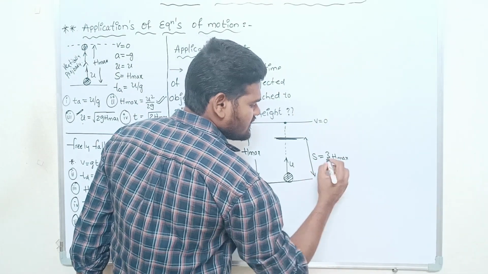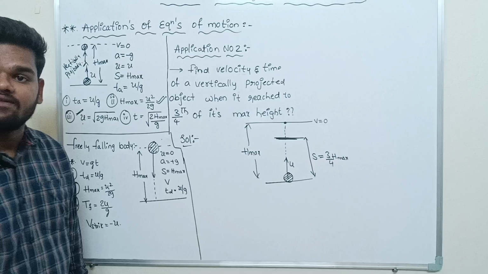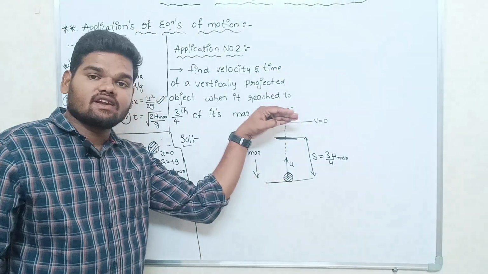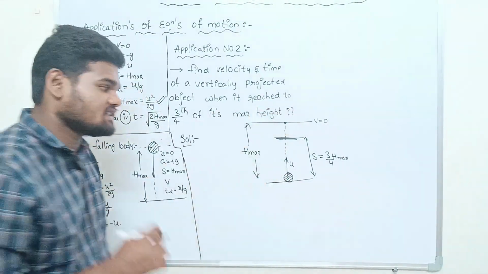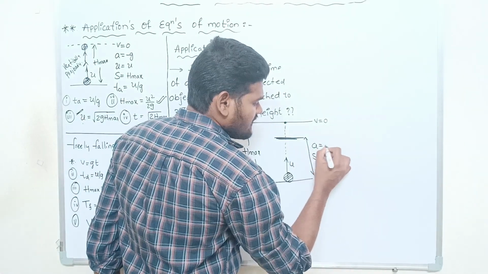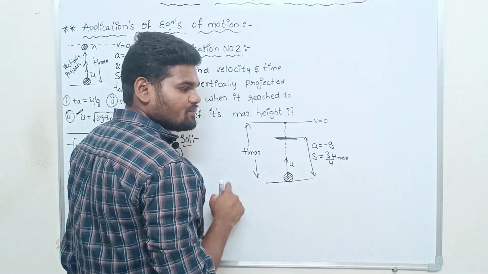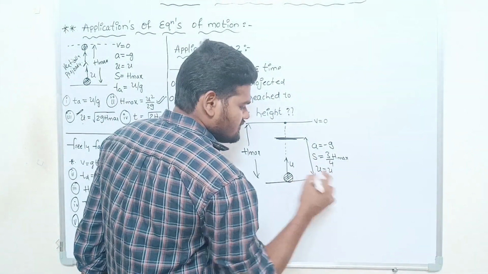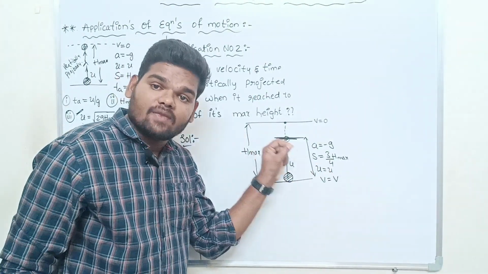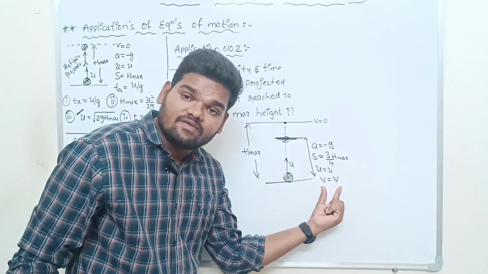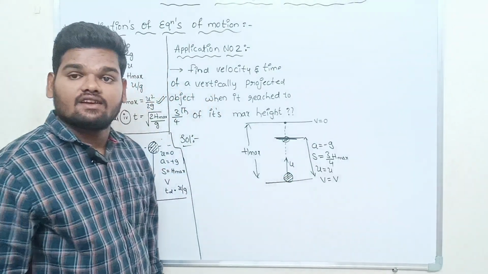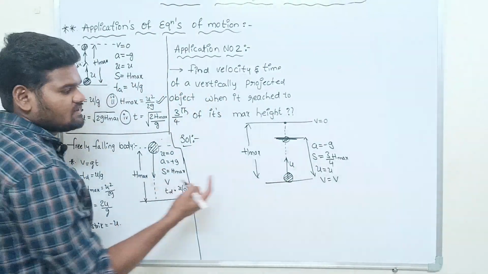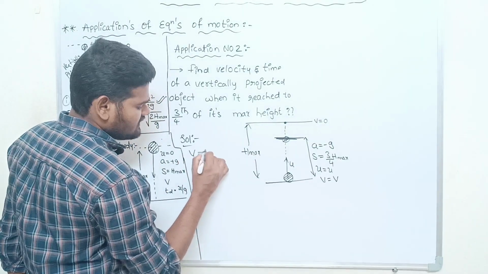3 by 4th of its maximum height, 3h by 4. So this is the displacement of the object from the point of projection. The acceleration due to gravity is a equals minus g, and it has some initial velocity u. At 3 by 4th of its maximum height, the object has some final velocity, that is v. Now we solve the equation for velocity.